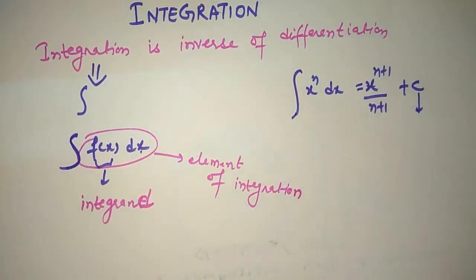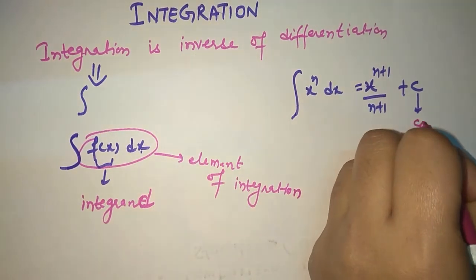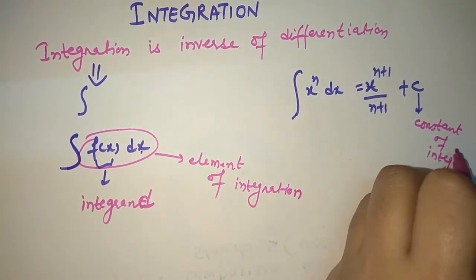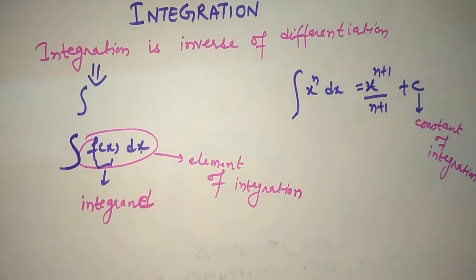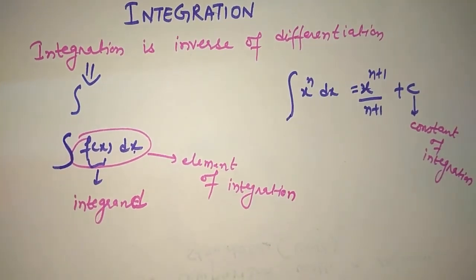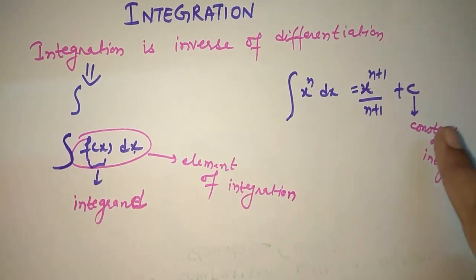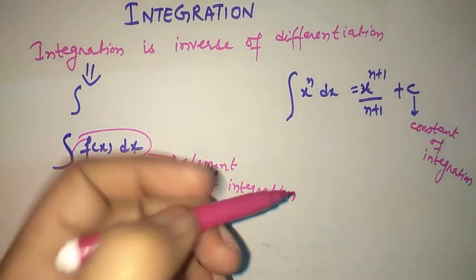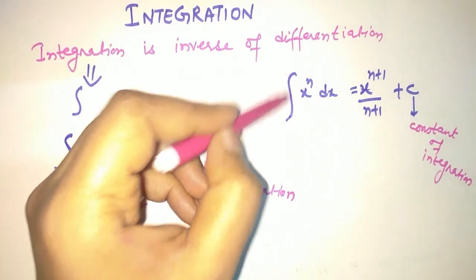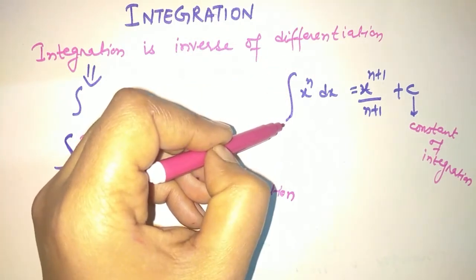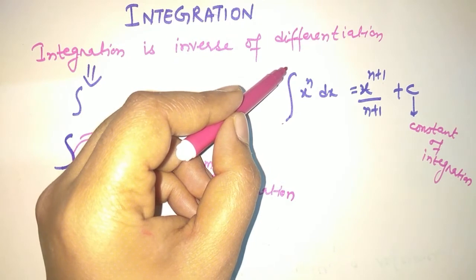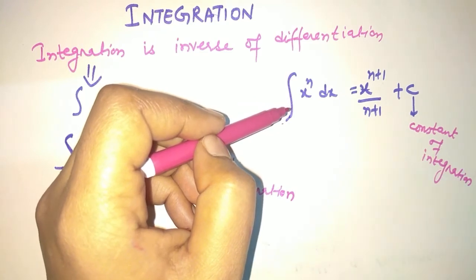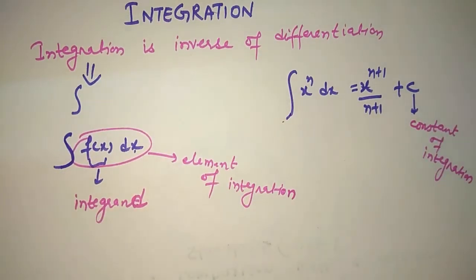Now what is c here? C is called the constant of integration. And we write c only when we do not have limits. If I write here like 0 to 2, these are called the limits. This is the lower limit, 0, and this 2 is called the upper limit. If I write the limits here, then we will not use this constant of integration.